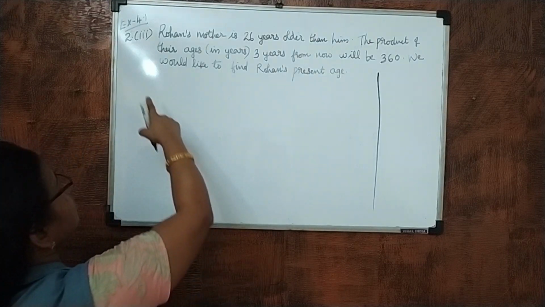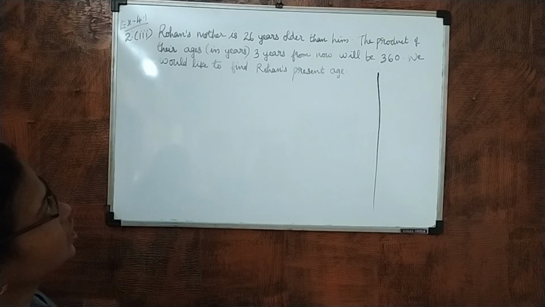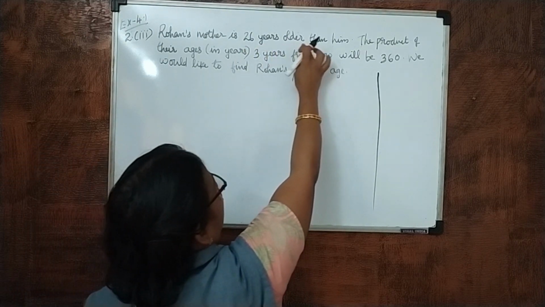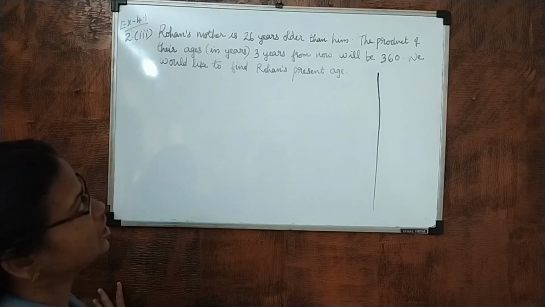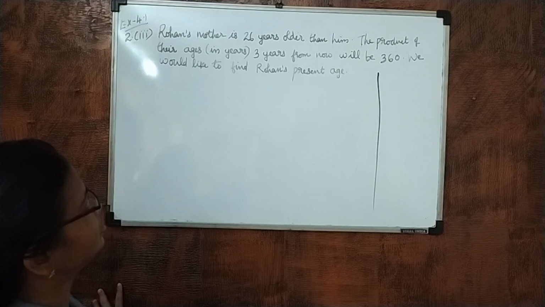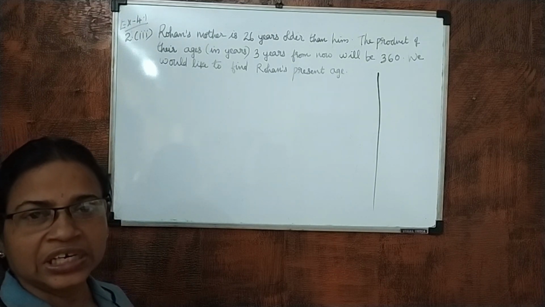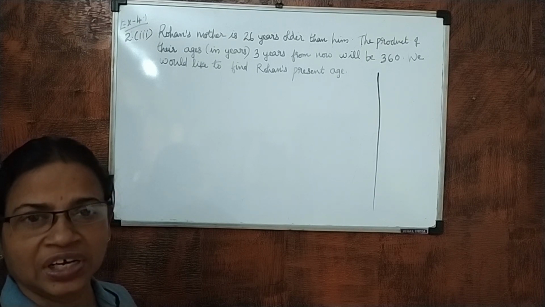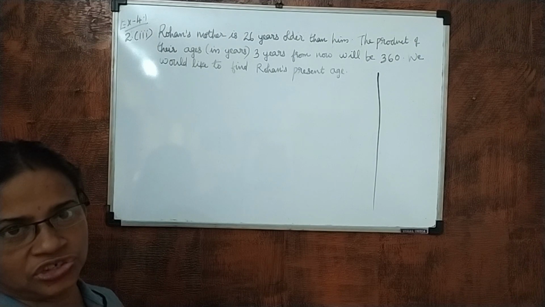Now we are going to do the third question. Rohan's mother is 26 years older than him. The product of their ages in years, 3 years from now, will be 360. 3 years from now means what? After 3 years. We would like to find Rohan's present age.